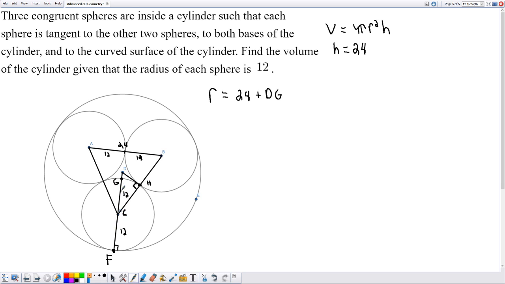We know the hypotenuse of this is... well, the hypotenuse wouldn't be 12 because we have the length DG. But the length of HC certainly would be 12, because that's the radius of the sphere. So we know that CH is 12. Do we know what DH is? Well, not really.